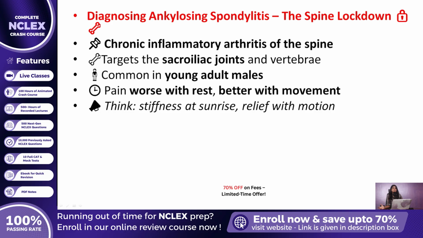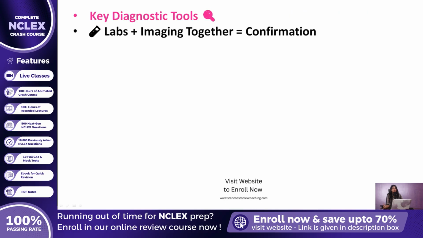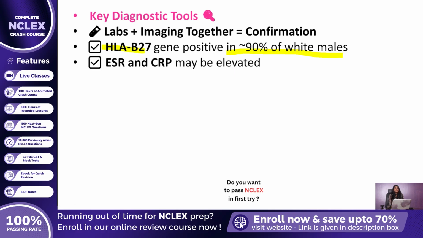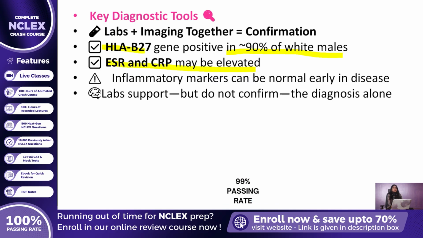And when it comes to diagnosis, we lean heavily on two big tools: imaging and genetic testing. So here is how you connect the dots. First, from a lab perspective, we test for the human leukocyte antigen B27 gene. This test is positive in about 90% of affected white males, making it a huge red flag. You may also see elevated inflammatory markers like erythrocyte sedimentation rate and C-reactive protein when the disease is active, but do not let normal values fool you, they are not always reliable.